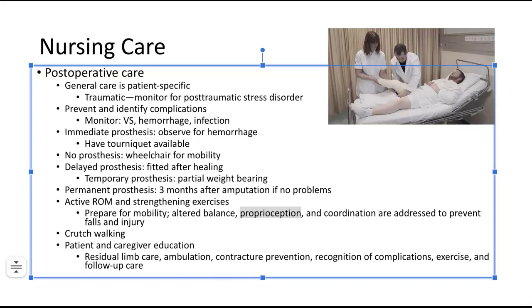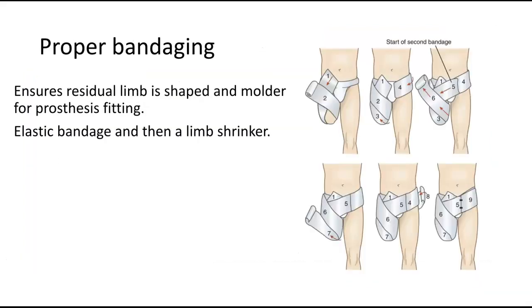We're going to potentially teach crutch walking, and then patient and caregiver education is going to be residual limb care, ambulation, contracture prevention, being able to identify complications, exercise, and follow-up. So I added this picture from the textbook, and it's just showing the proper way to bandage if somebody has an above the knee amputation. And in order to do that proper bandaging, that's going to help shape that residual limb and help it have a better prosthetic fitting.